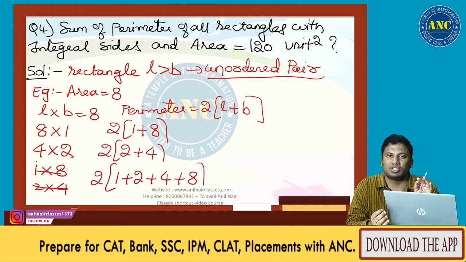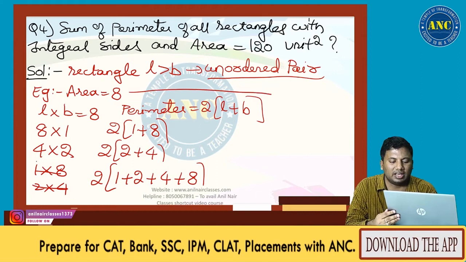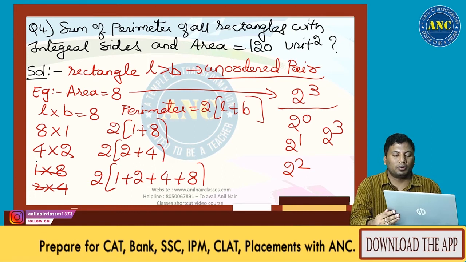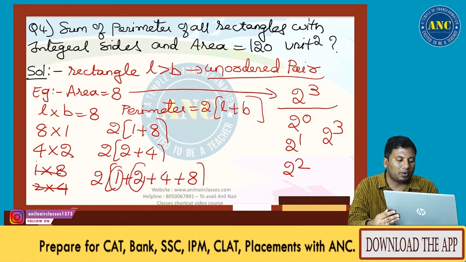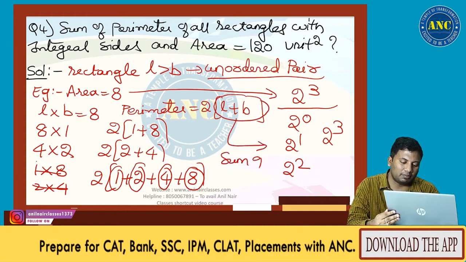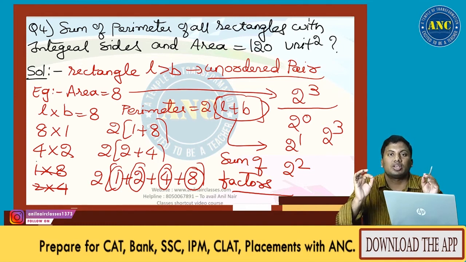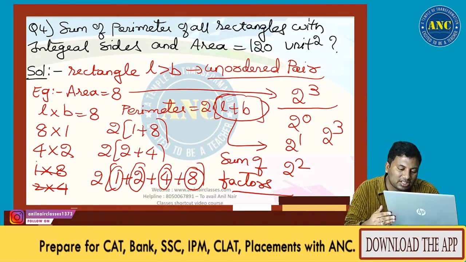Am I right? Now simply if you observe, if area is 8, 8 is 2 cube. What are all the factors of 2 cube? 2 power 0, 2 power 1, 2 power 2, 2 power 3. So these L plus B is nothing but the sum of the factors of this number. Because perimeter is 2 into (L plus B), the answer for this kind of question is nothing but 2 into the sum of the factors. Why did the sum of the factors come into the picture?